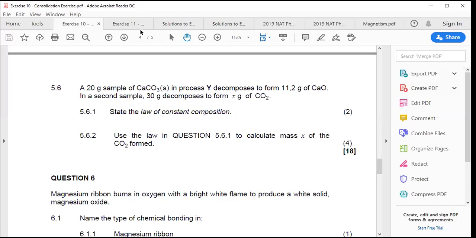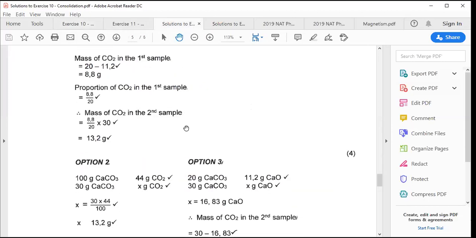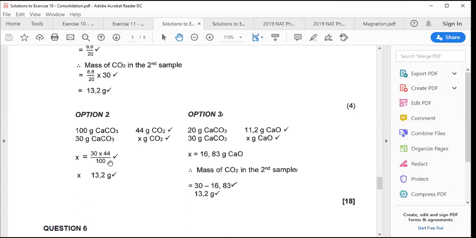So what do we do? We have to use some proportion here. We're going to say the ratio of carbon dioxide to the total is 8.8 over 20, multiplied by the 30 for the second sample. So you're going to use a ratio here to get the mass, which becomes 13.2 grams. Is that clear? Yes. So you're using proportion to be able to get this. Is that clear? Yes.